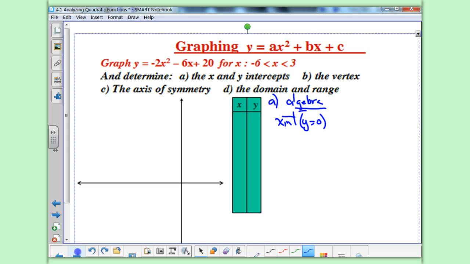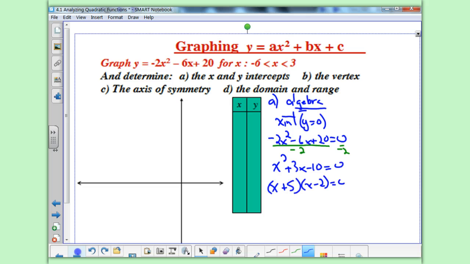If I do let y equal 0, I'm going to get a quadratic equation of minus 2x squared minus 6x plus 20 equal to 0. And we've talked about this. I'm going to divide this whole thing by minus 2, and that just simplifies it because it's an equation. So now I'm going to get a nice equation of x squared plus 3x minus 10 equals 0. That factors nicely to x plus 5 and x minus 2, which then gives me x-intercepts of x equals minus 5 and x equals 2.